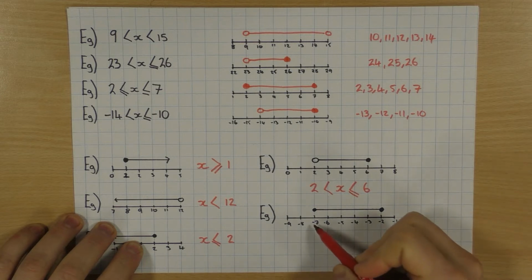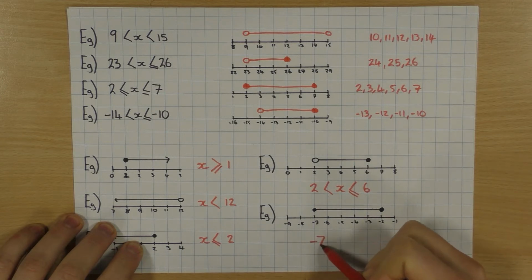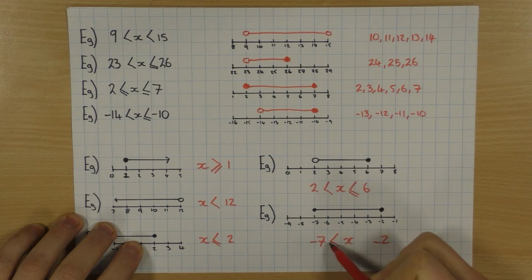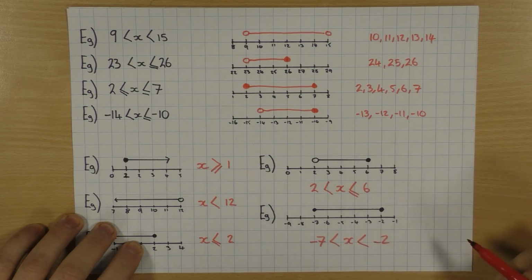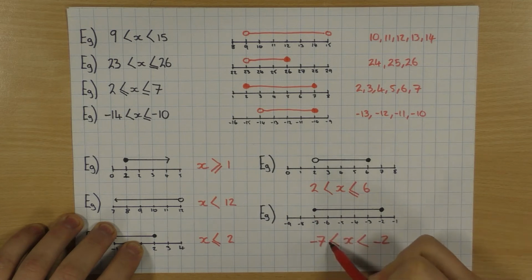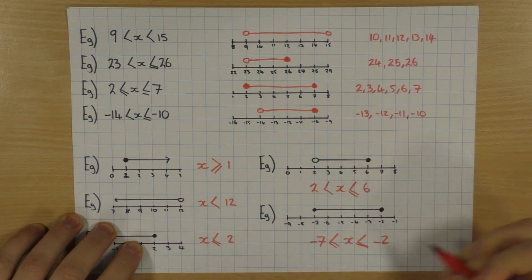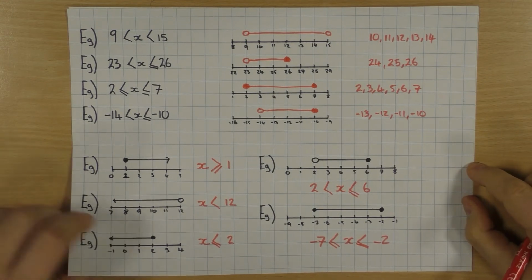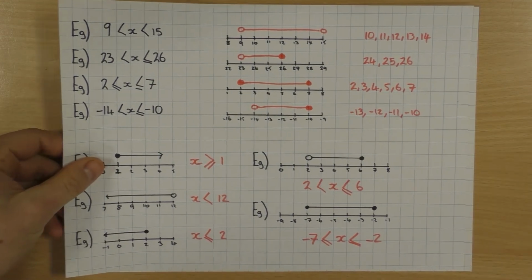Exactly the same thing here. I've got a minus 7 and a minus 2, so minus 7, minus 2. I'll put my x in. X is bigger than minus 7, so I'm pointing at minus 7. But x is less than minus 2, so I point at x. Both are coloured in, so both are equal to, so I add my equal to signs there. And again, we're done.